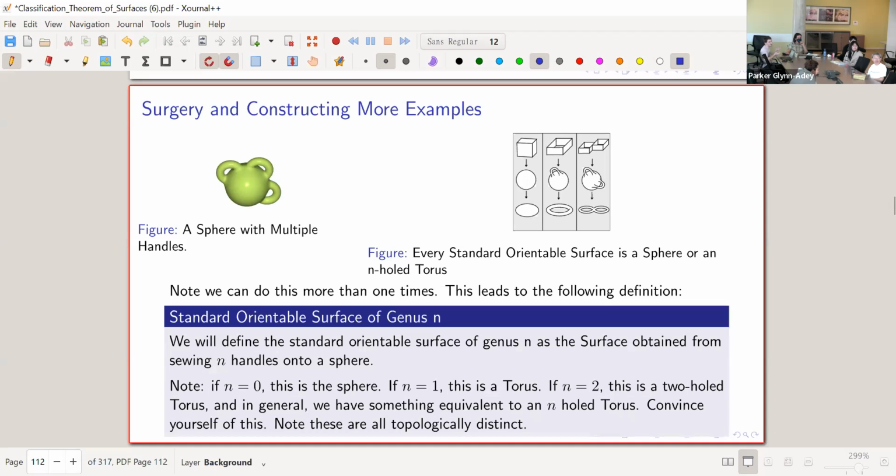And this leads to the following definition. So we're going to call the standard orientable surface of genus N the surface obtained from sewing N handles onto a sphere. So if N equals 0, then we have this as homeomorphic to a sphere because we didn't do anything to it. It's still a sphere. If we glue on one handle, then if you notice, you can kind of shrink the sphere into the handle part, and that will give a torus. And then it's the same idea for 2 handles or 3 handles, or more generally N handles.